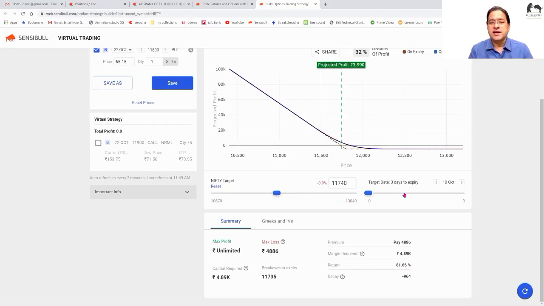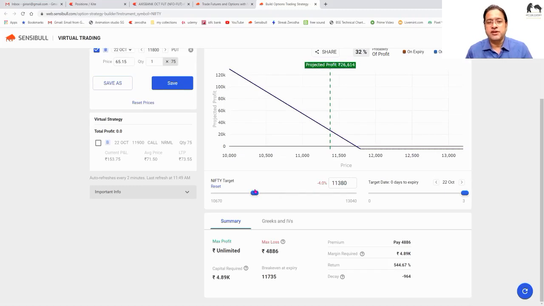As you can see here, the time to expiry is only 3 days. By the time it expires, the maximum loss I can incur is 4,886 at any given point of time. And my break-even point, as clearly mentioned here, is 11,735, below which I will start making money. And even if the market falls about 3-4%, this is the kind of money you can make.